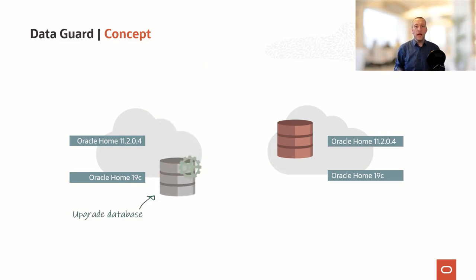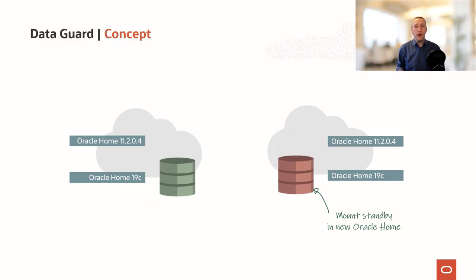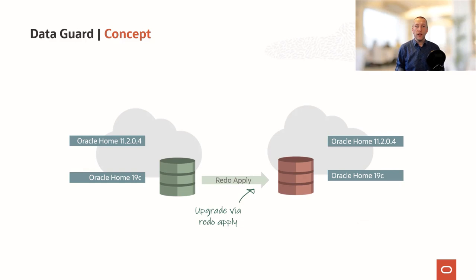Now we restart the primary database in the new Oracle home and start the database upgrade. When that has happened and we have verified the new release, we are ready to go live. We can then restart the standby database in the new Oracle home, re-enable redo transfer and redo apply in the standby database, and it gets implicitly upgraded via the redo that comes from the primary database.